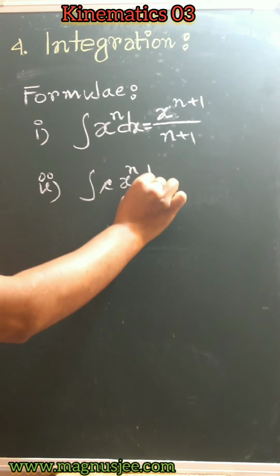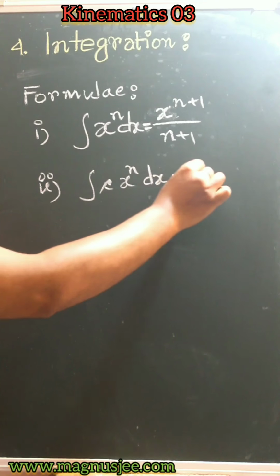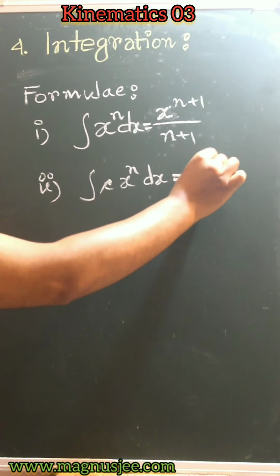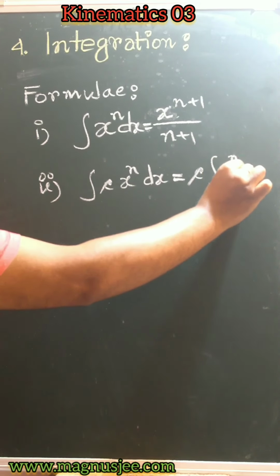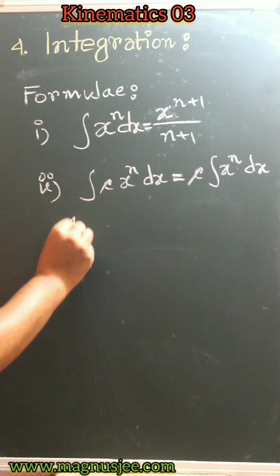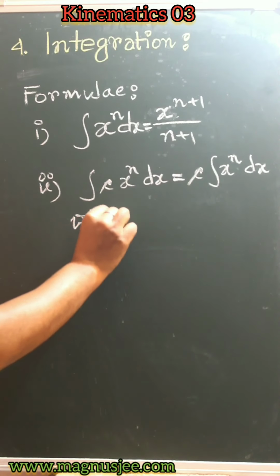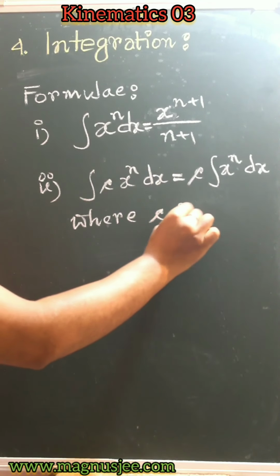Then integration of c x to the power n dx. C is a constant, so you can bring c outside the integration: c times integration x to the power n dx, where c is a constant.